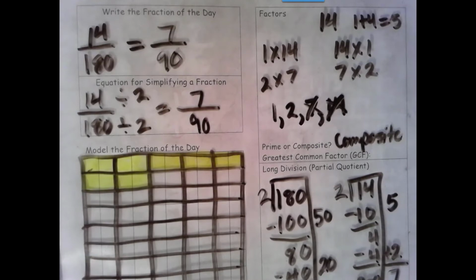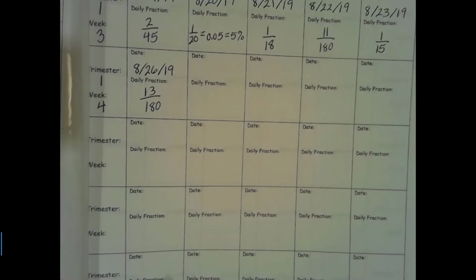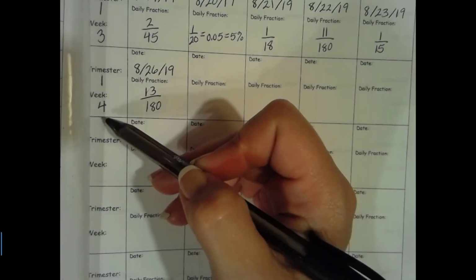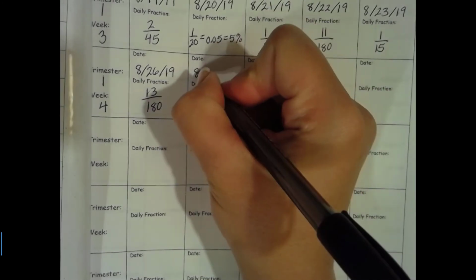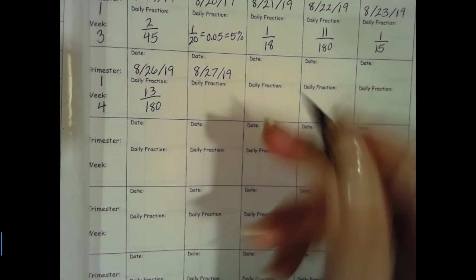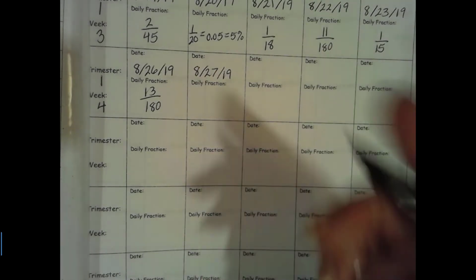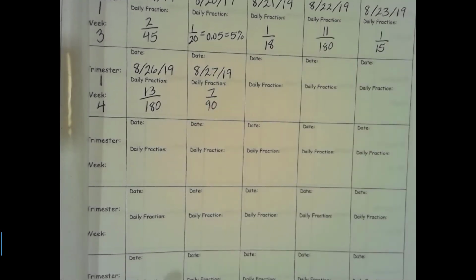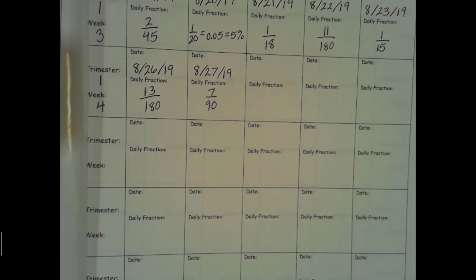Now that we've done it in 2 ways, let's go ahead and write it down in our data collection page. Okay, trimester 1, week 4. Today is 8/27/19, and our fraction for today is 7/90.